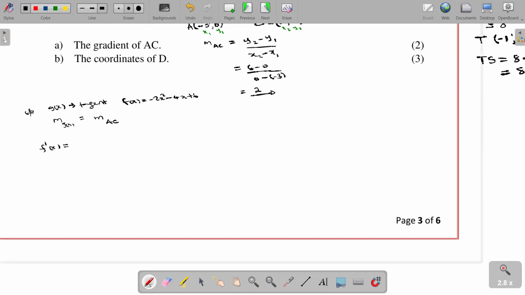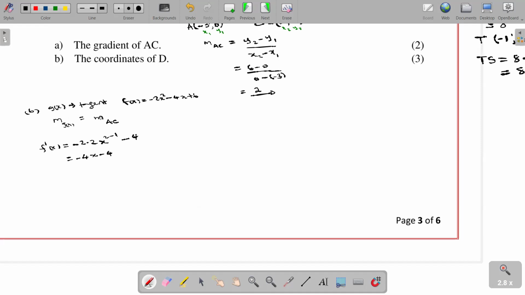This is part B. We bring down the power. We have a coefficient. We bring down the power, which is 2. Then we are left with x to the power 2 minus 1. Then there minus 4. So this is equal to what? It's going to give us minus 4x minus 4. That is the gradient function of the tangent. So it's the gradient of that.